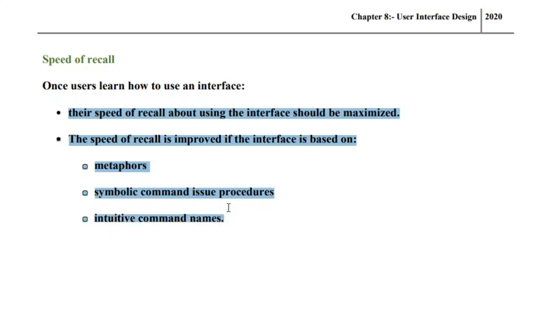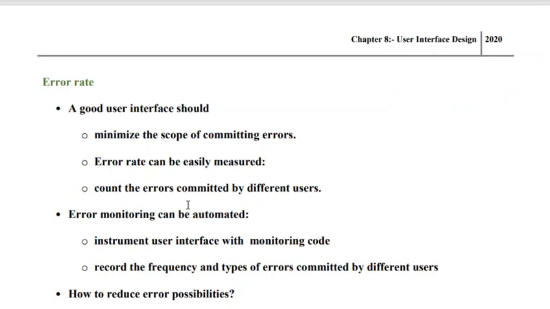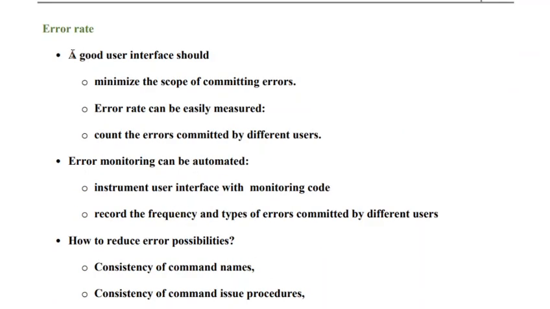So if we use metaphors or resemblance of the objects to real life examples, instead of you typing the command, if you have symbolic commands and intuitive command names. Now, error rate. A good user interface should minimize the scope of committing errors. Error rate can be easily measured as a count of errors committed by the different users. So good systems should be capable of minimizing the scope of committing errors.